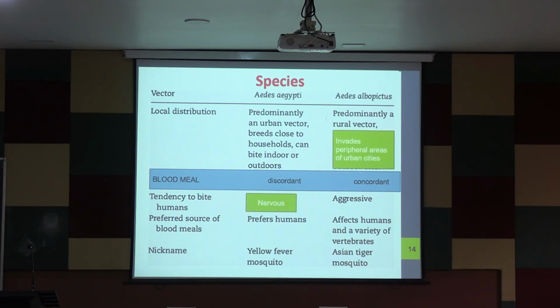Aegypti is an urban vector, albopictus is a peri-urban vector, that is, it is not in the urban area but surrounding it. Just like here, Muluk is at least 4 kilometers away from Bolpur town, 4 to 5 probably. This is a peri-urban area. The blood meal point, what is discordant and concordant? It is not important to you.